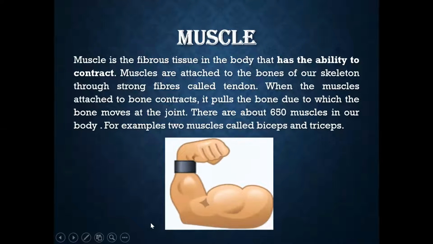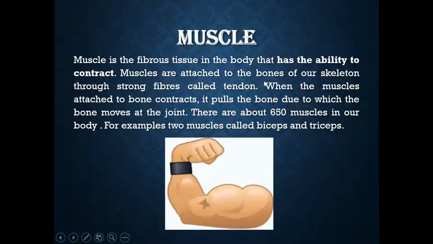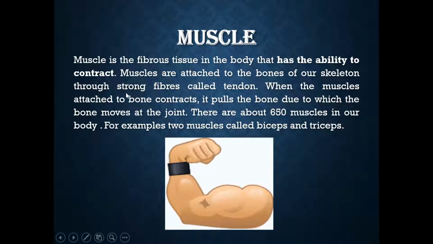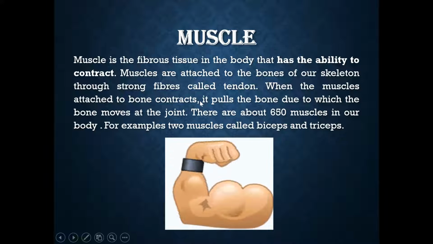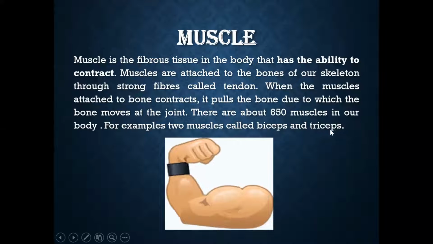Muscle. Muscle is a fibrous tissue in the body that has the ability to contract. Muscles are attached to the bones of our skeleton through strong fibers called tendons. When the muscles attached to bone contract, it pulls the bone, due to which the bone moves at the joint. There are 650 muscles in our body. For example, two muscles called biceps and triceps.